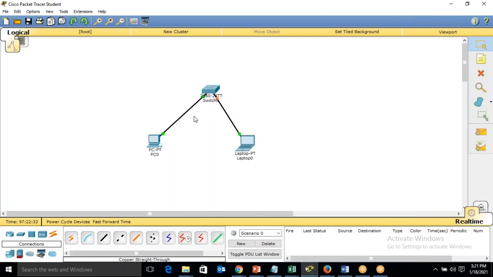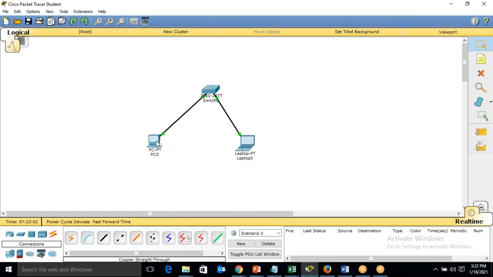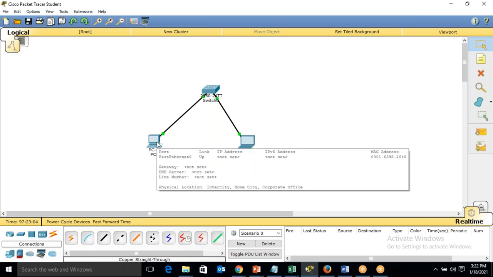So now how to check these PCs? Now this PC 0 is connected to laptop 0 through a centralized connection called the switch. Hence, this is the star topology that we have connected here. You're getting this, right? So, if we want to connect these two systems, we need to assign an IP address. Let us see how to assign an IP address to the PC.